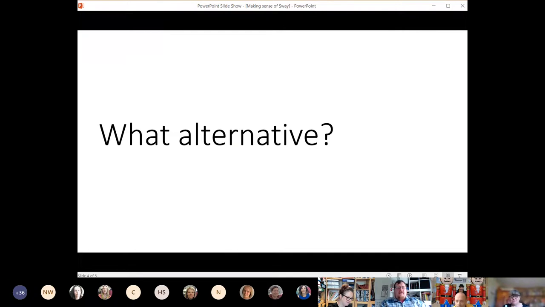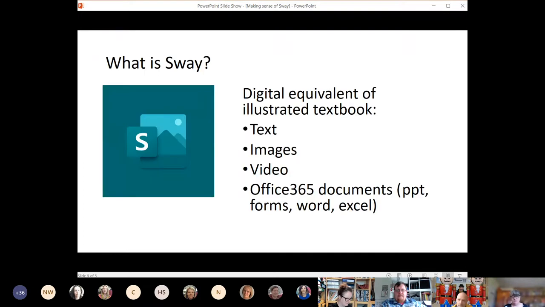I know Prezi, but personally, Prezi makes me dizzy. I'm not very comfortable with it. So I thought, let's try to find something else, and I came across Sway. For those of you who don't know what it is, it's a digital equivalent of an illustrated textbook. You can put text, images, embed videos, and embed other Office 365 documents, so PowerPoint, Forms, Word, Excel. You can also embed audio.